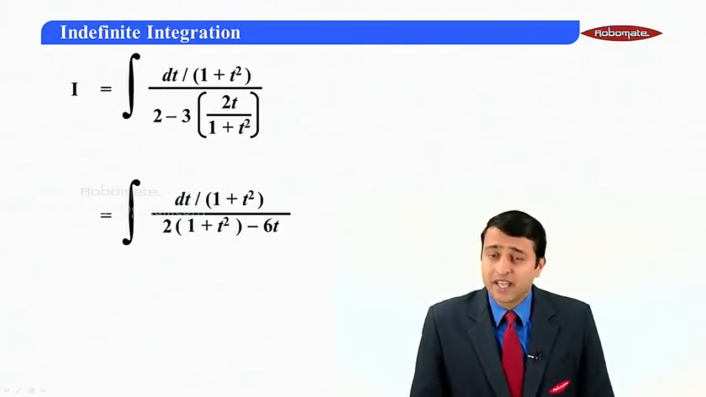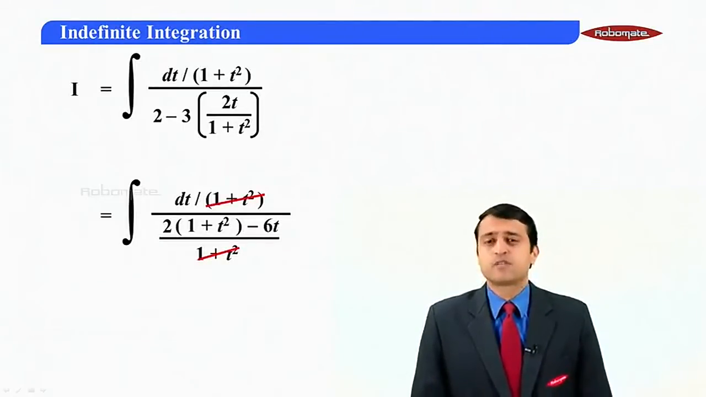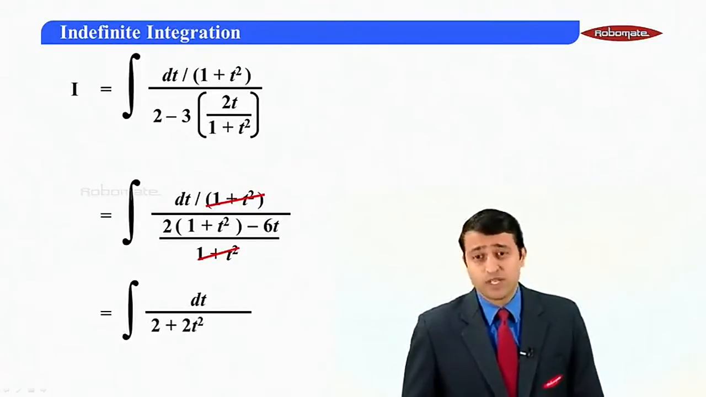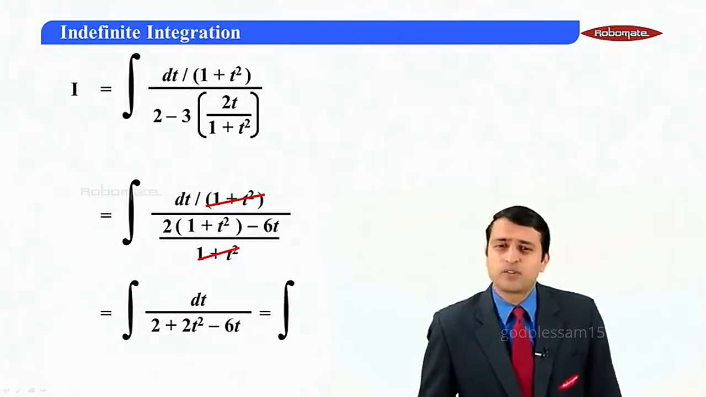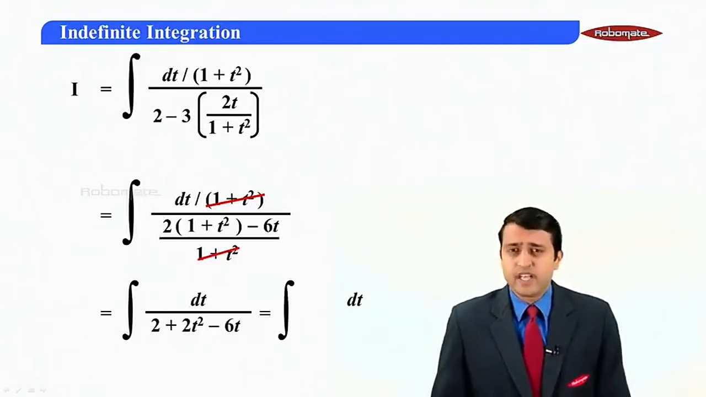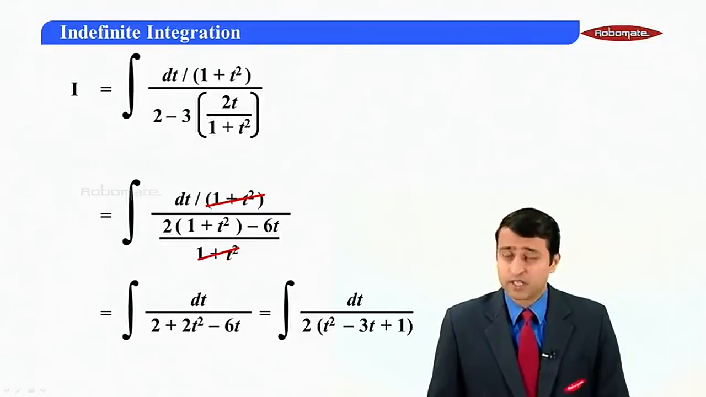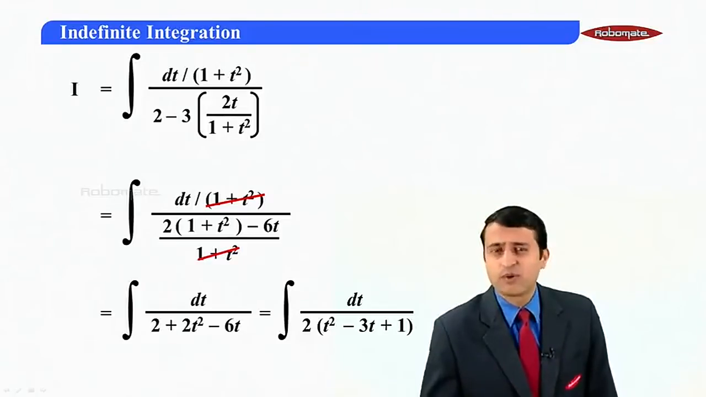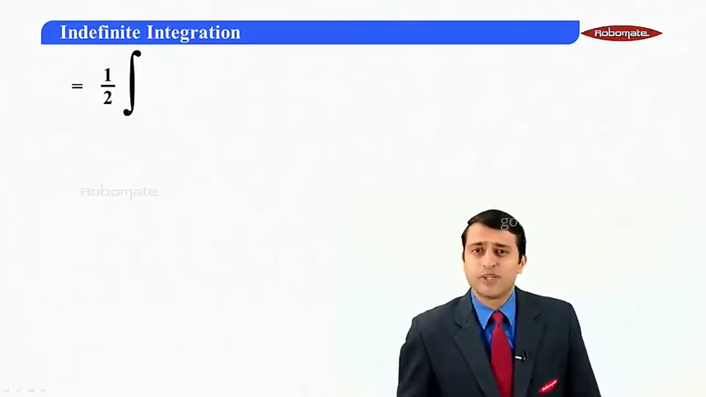Okay, now can I say there will be 1 plus t square in the denominator, which will cancel with the 1 plus t square in the numerator. So next step, let us write dt upon, now 2 into 1 plus t square is 2 plus 2t square and minus 6t as it is. Now if you see, there is a 2 common to the denominator, so can we write dt upon 2 common, t square minus 3t plus 1. Is that okay? Now let us see how to integrate, or let me say we already know how to integrate if there is a quadratic in the denominator. Now let us proceed to integrate.